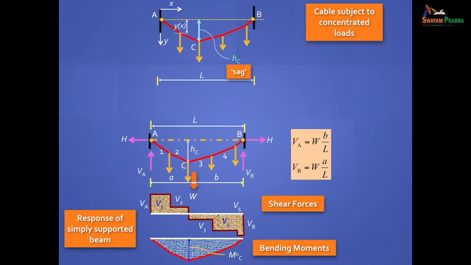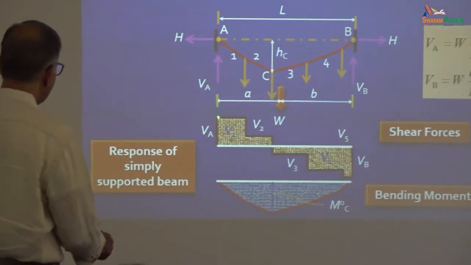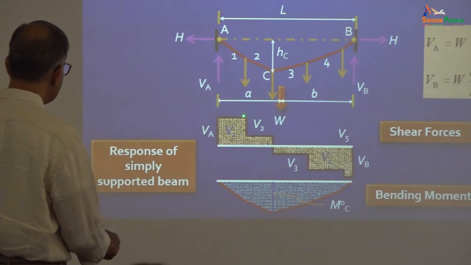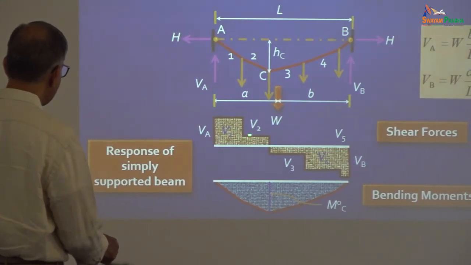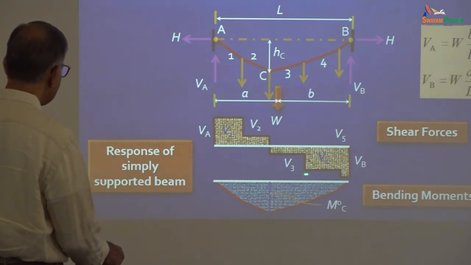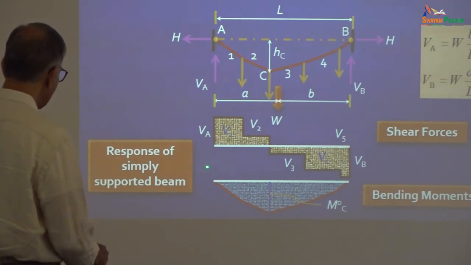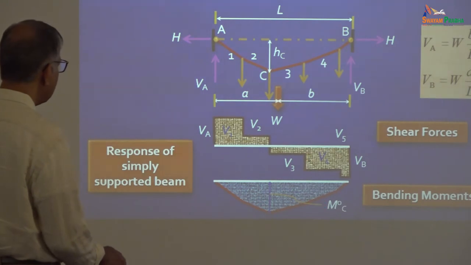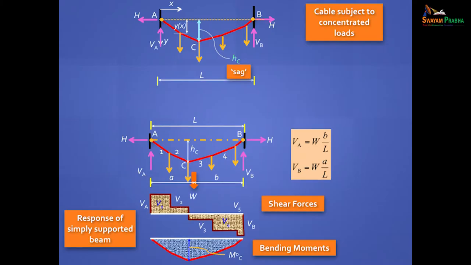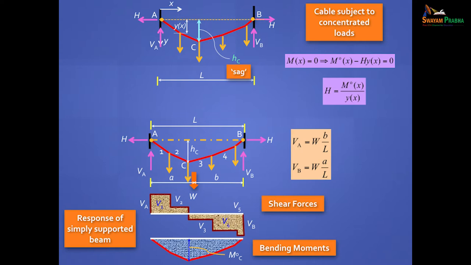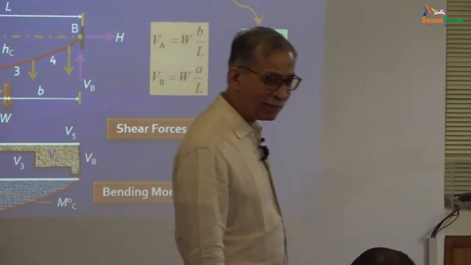By the way, the variation of shear force will be like this in an equivalent simply supported beam. VA will be maximum here, then it remains constant, then it goes down by the first load, then here it goes down, it changes sign, etc. VB is this, and your bending moment is piecewise linear; this is M0C. Remember this equation, your H is given by this, and if you know it at one place, if you know it at many places, will you get the same H?